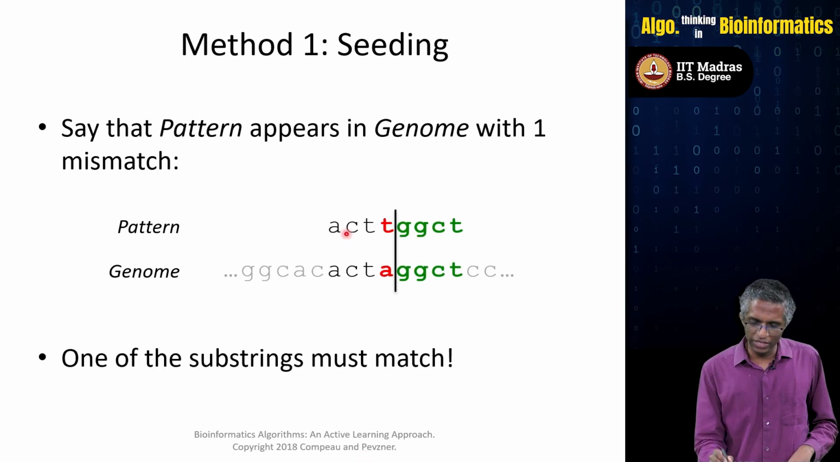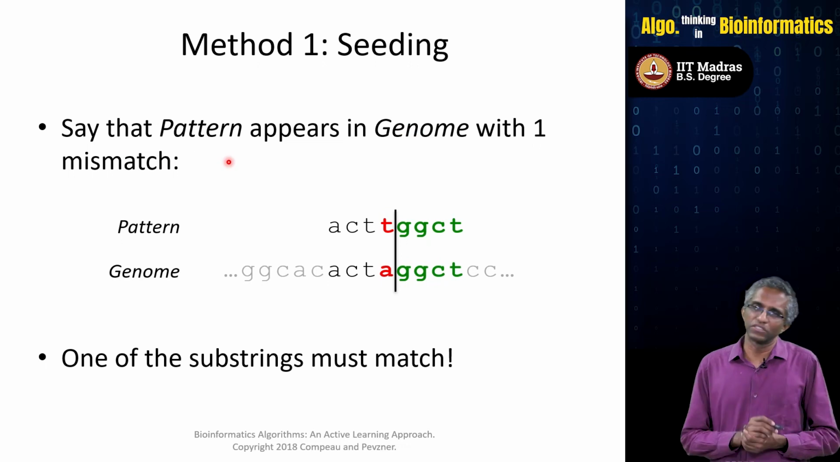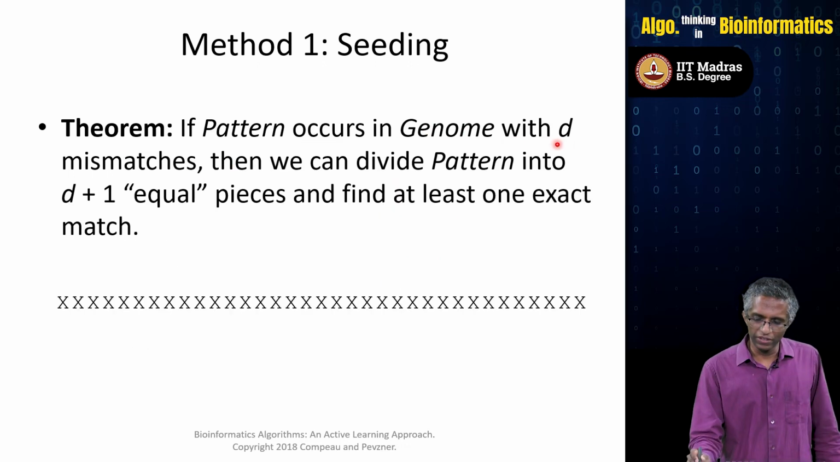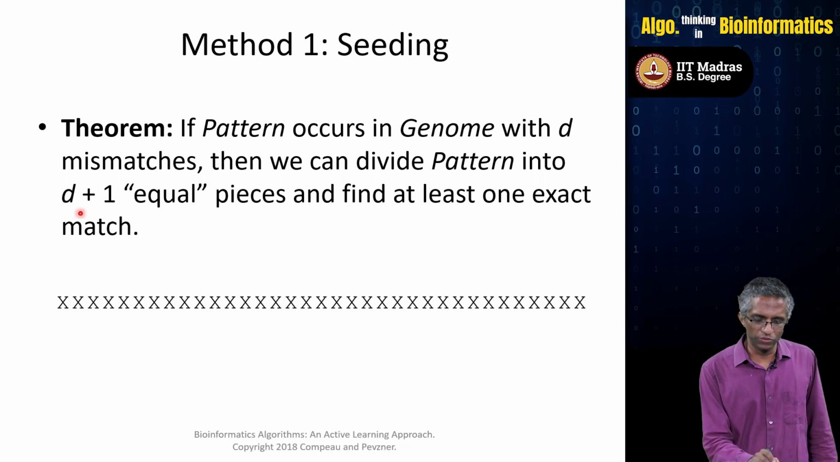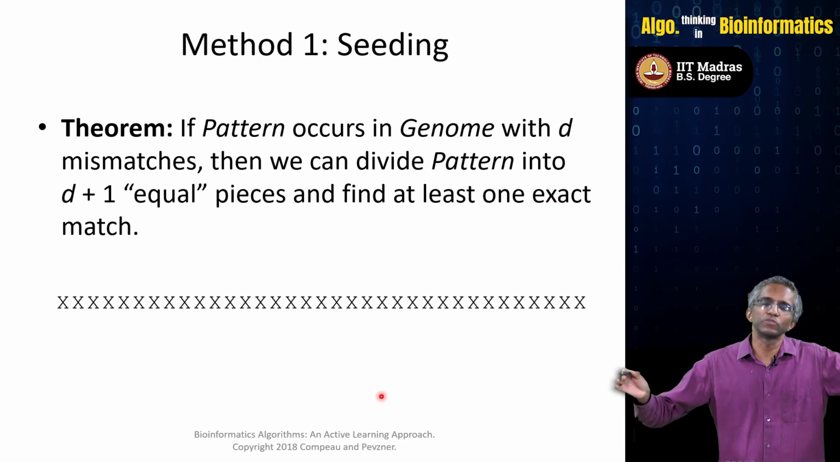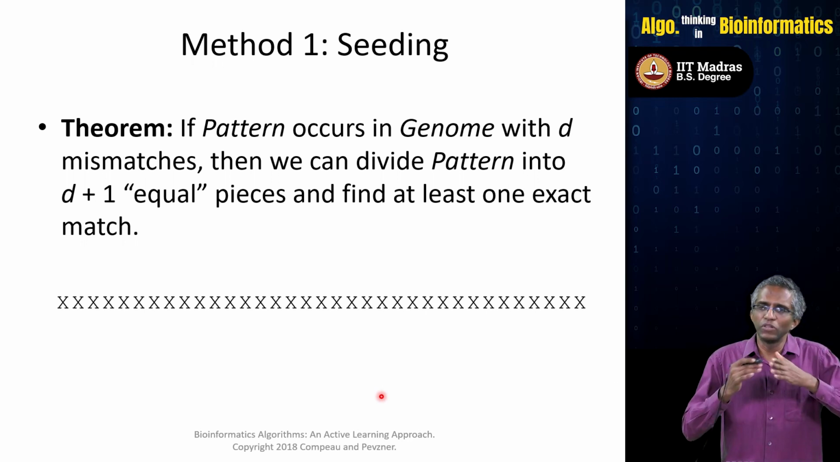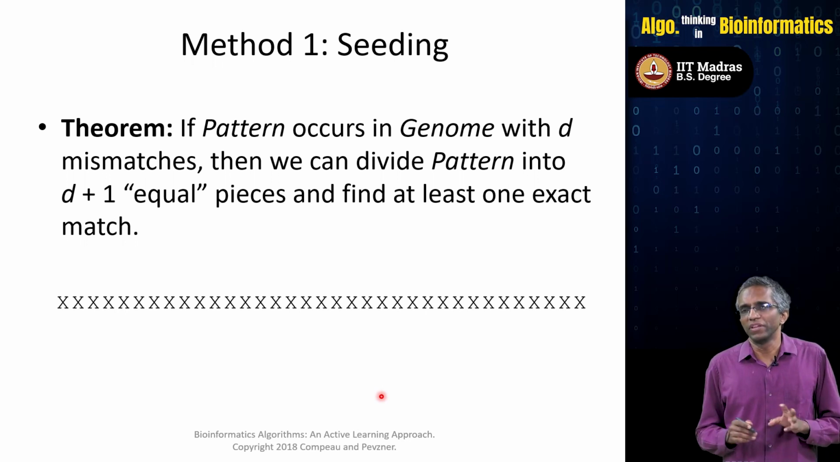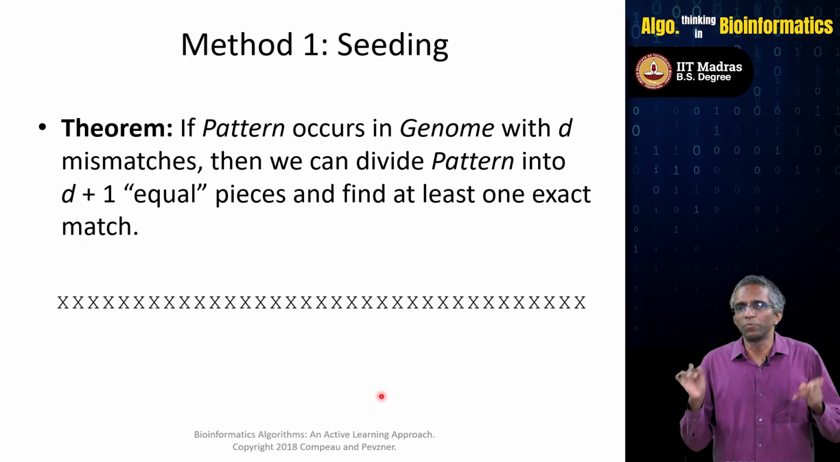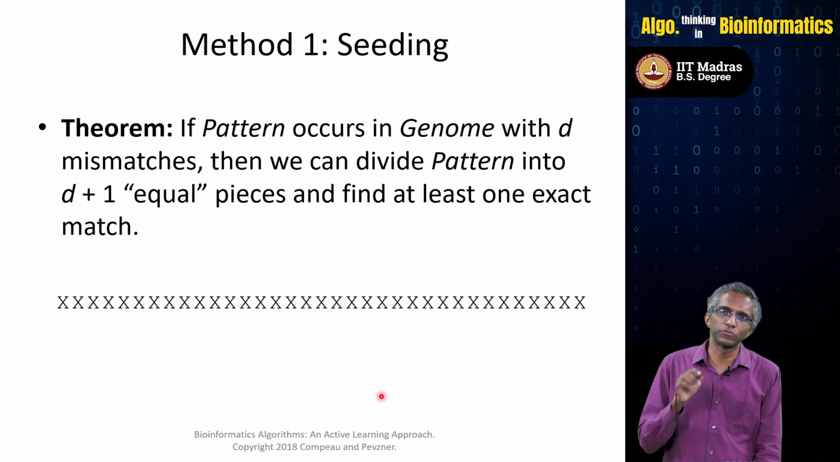In the same way, if you have an error in the first part and another error in the second part, then you will have two mismatches, but we are told that it appears in the genome with one mismatch. So if we are looking for D mismatches, we divide the pattern into D plus 1 equal pieces, and we know that at least one of them will match exactly. We split each pattern into D plus 1 pieces and then run the exact matching algorithm again. Once we find the exact hits, we look into the neighborhood and grow that seed into a proper match, to see if the full pattern occurs with at most D mismatches.